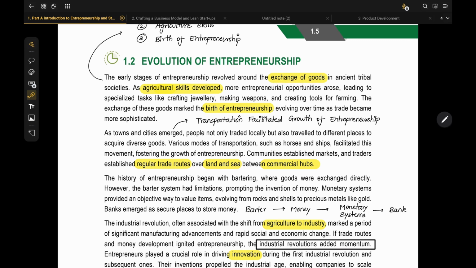And when agriculture developed, they had to trade for things. For example, 1 kg rice, he will give and he will get 1 kg wheat. Like that, they will exchange the goods. This exchange is called trade. They will give one thing and get another thing.